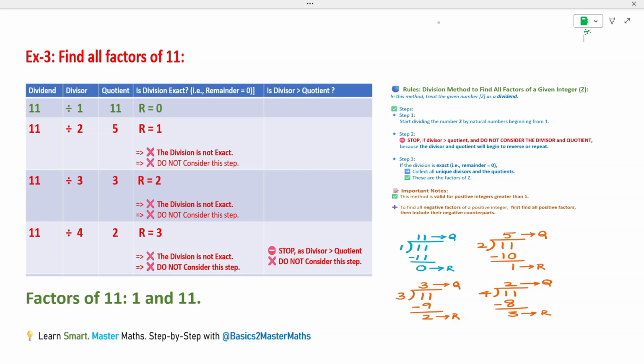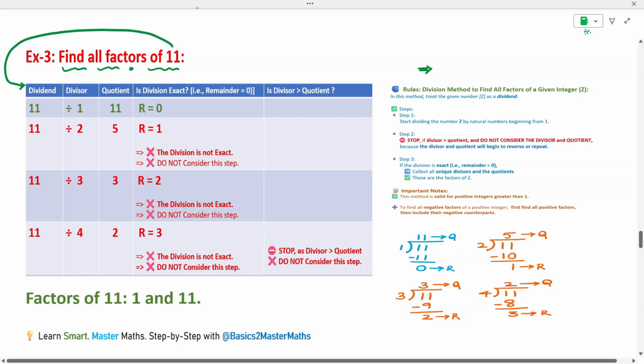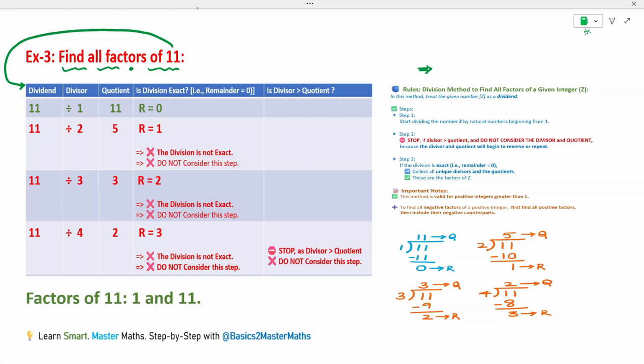Hi all, welcome again. Today let us see how to find all factors of 11. Here are the rules. As per the rule, treat the given number as the dividend. Then start dividing the given number by natural numbers beginning from 1.